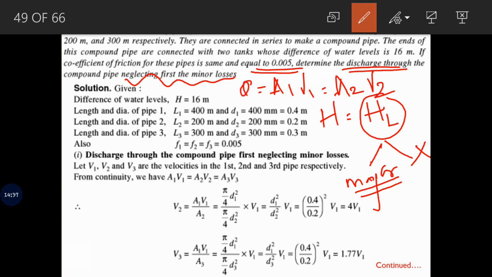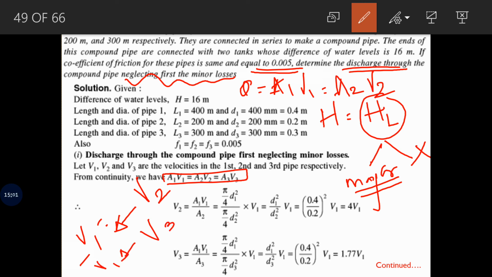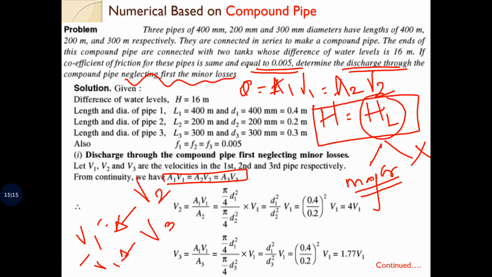Like in the previous example, as we know the area of the pipe, from this equation we will get the relation of v1 in terms of v2, or v2 in terms of v1. So v2 will be represented in the form of v1, and v3 also we will get in the form of v1. So v1 will be the only unknown in our equation. Now let's see about this condition, that is H is equal to HL. Major loss is only due to friction, where we are going to use the equation 4 f L v square divided by 2 g D.